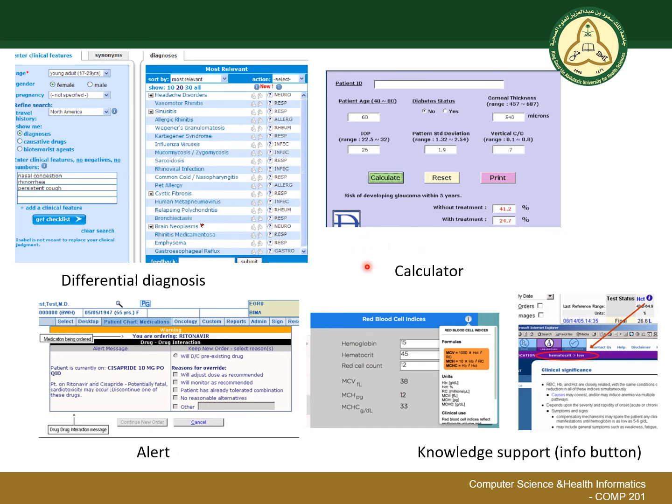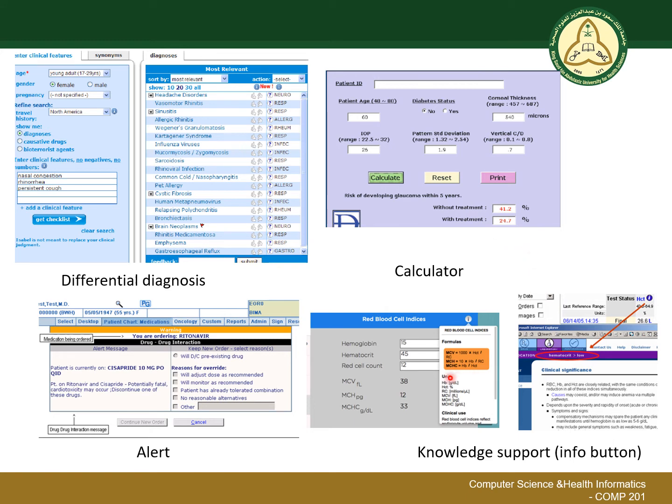Here we have the calculator that is used to calculate the risk of the patient to have glaucoma. So based on specific factors like the patient age, does he have diabetes or not, and other factors, we can calculate the risk. And here, based on the factors, we have the risk of developing glaucoma within 5 years. So this is the percentage of the risk with treatment and without treatment.